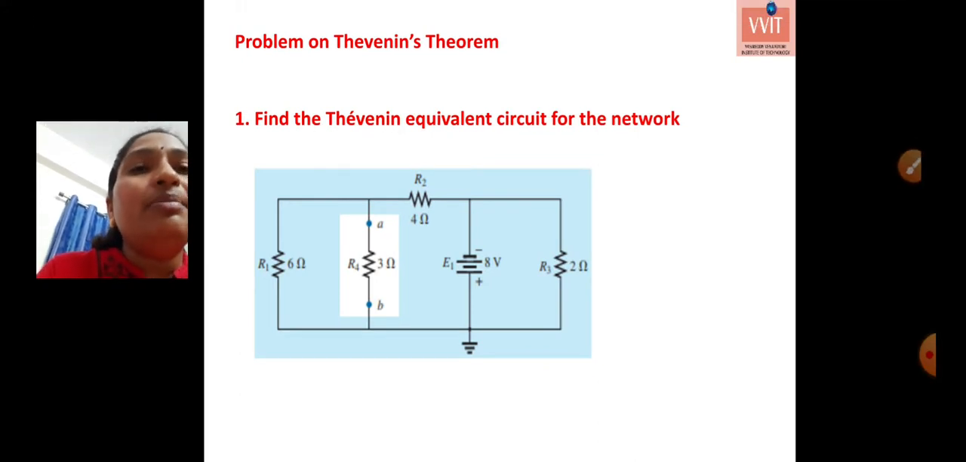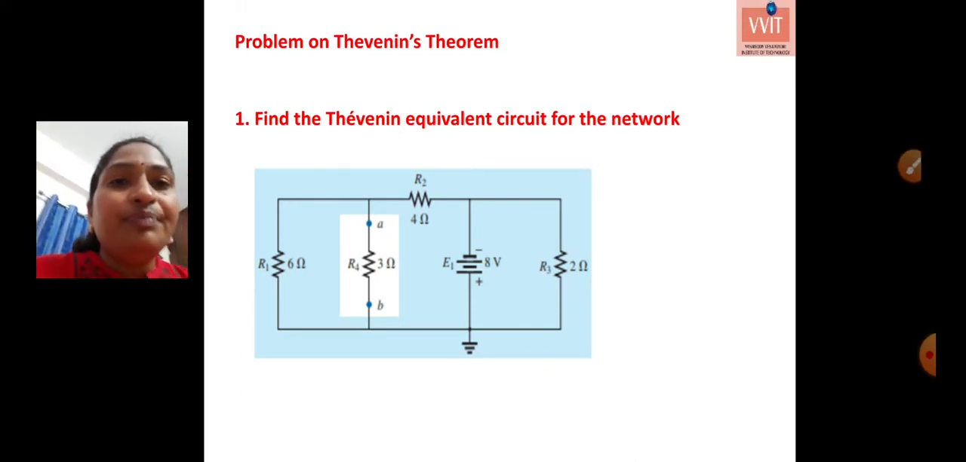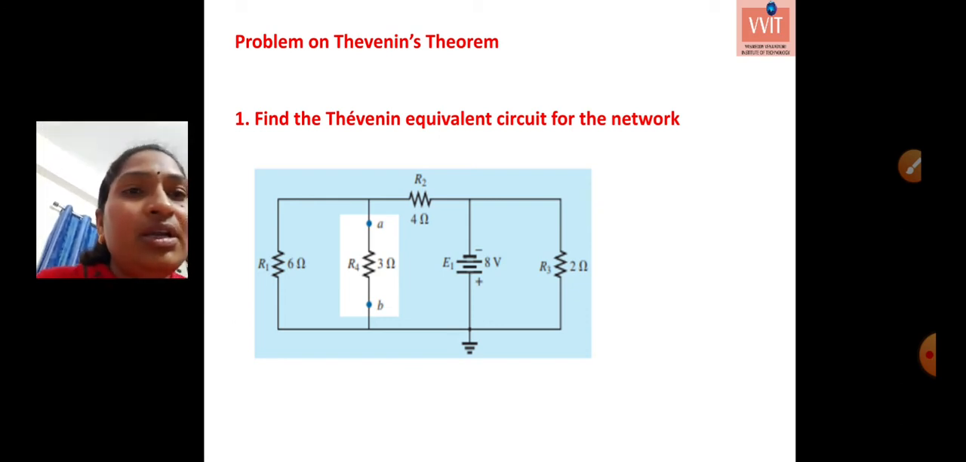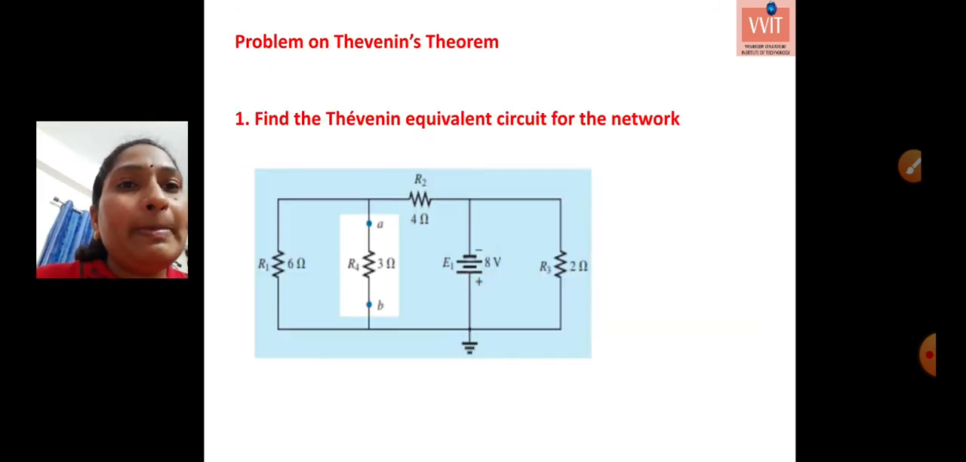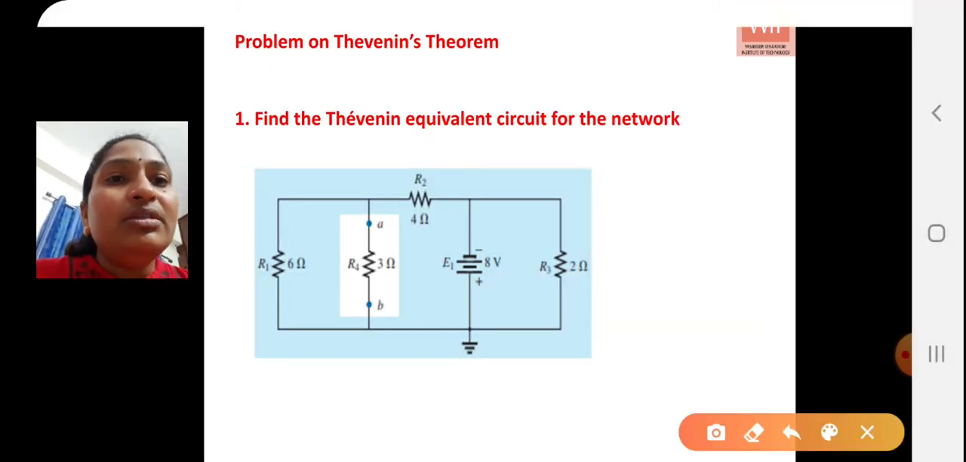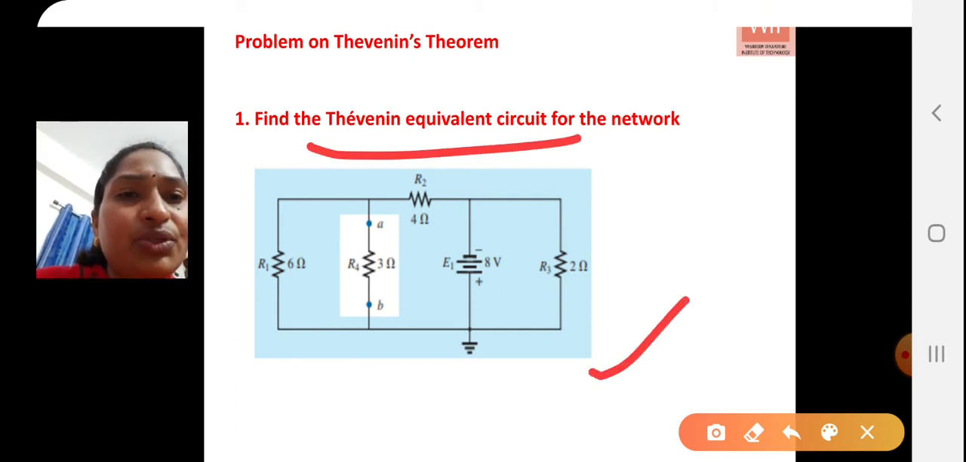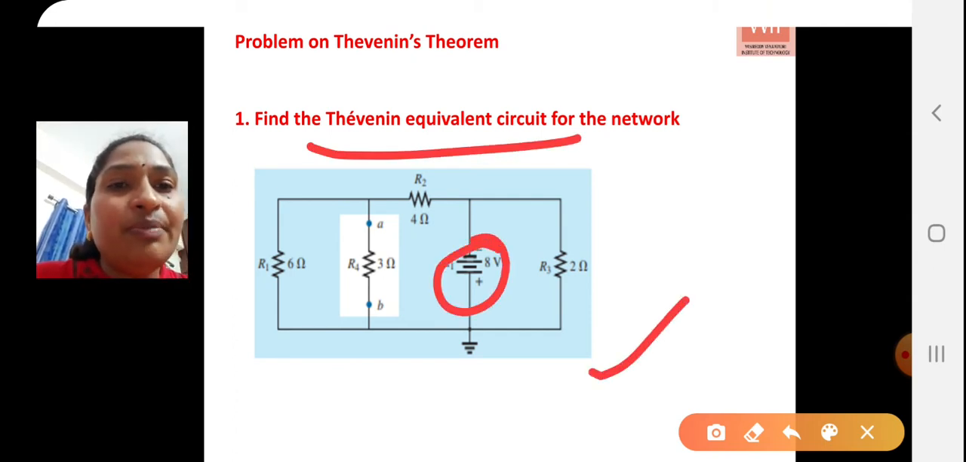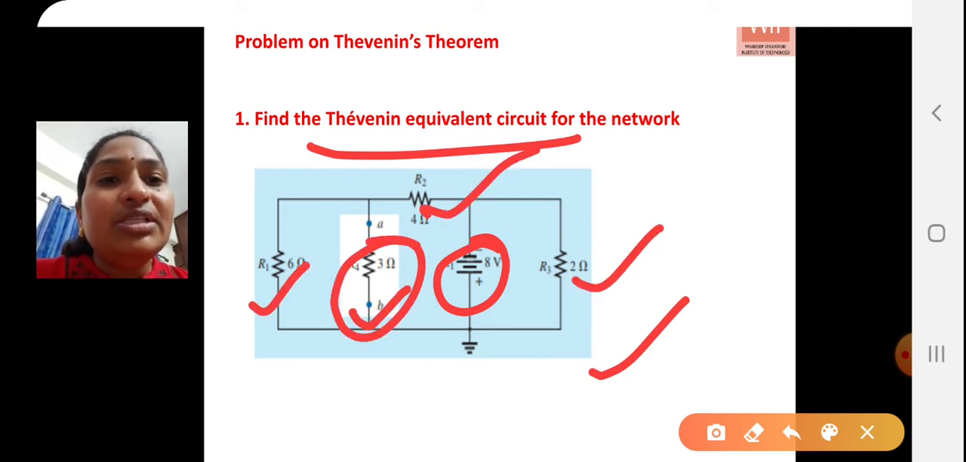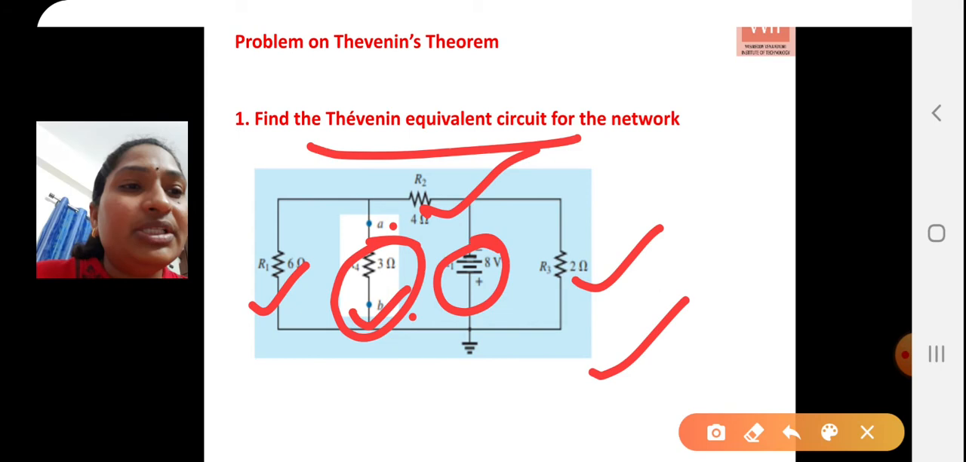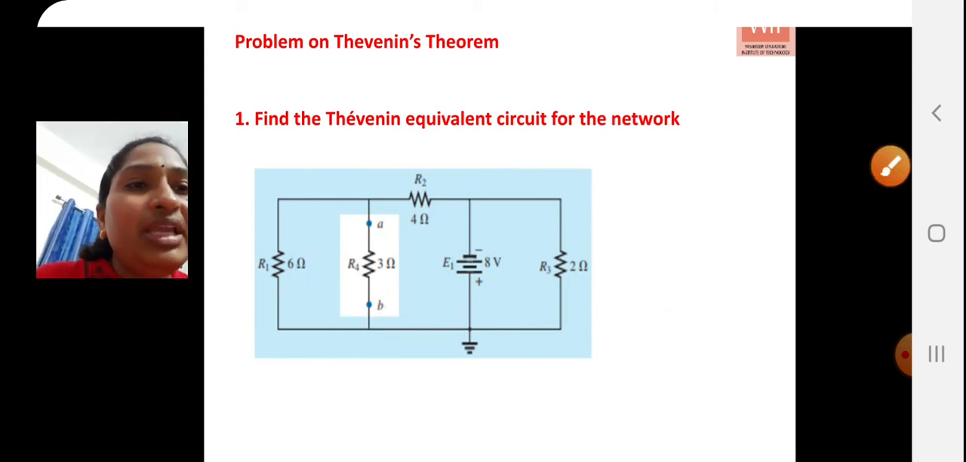Now let us see how to apply Thevenin's theorem numerically to a DC network. Here this network shows different resistive branches and one voltage source. For this problem, we need to draw Thevenin's equivalent circuit for the given network. It consists of one voltage source and four resistors, out of which this highlighted one is our load resistance, and A and B are the given terminals. Now for this network we need to draw the equivalent circuit.